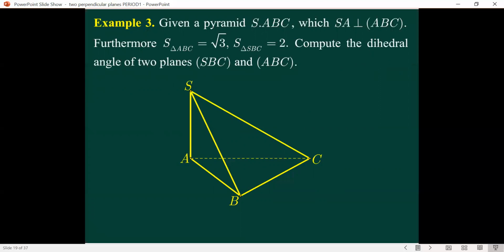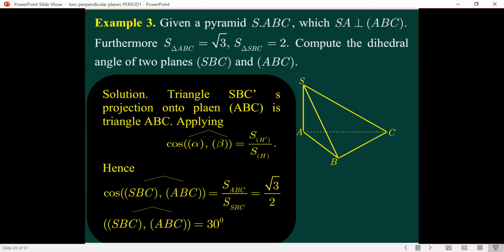Now we move to the solution. This exercise can be shown by using the concept here. We can see triangle SBC has a projection onto plane ABC, which is the triangle ABC. So we have the cosine of the angle between the two planes SBC and ABC equals square root of 3 over 2. So the angle between them is 30 degrees.